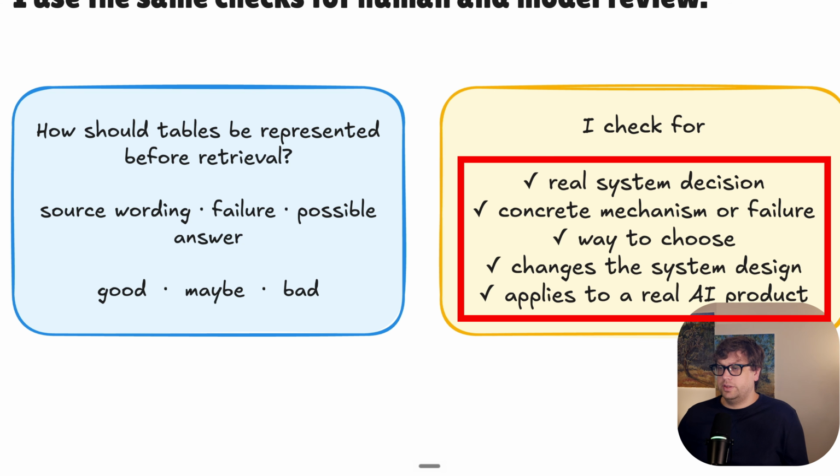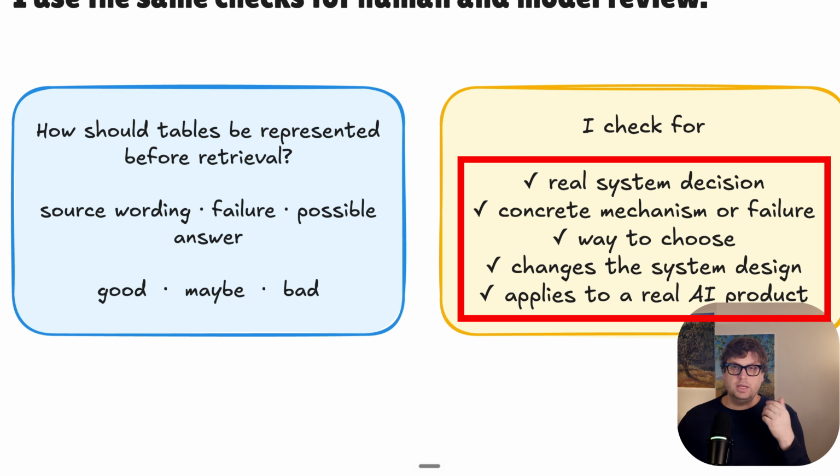And I'm looking for things like, hey, is there a real system decision that I'm going to make here? Is there a particular failure mode that I could talk about? How would I choose? Do I know how to choose between different options? How does it change the design of the system? And does it apply to a real AI product? It doesn't have to have all these contexts. The point is, I want something that I can talk about that has all of these elements.